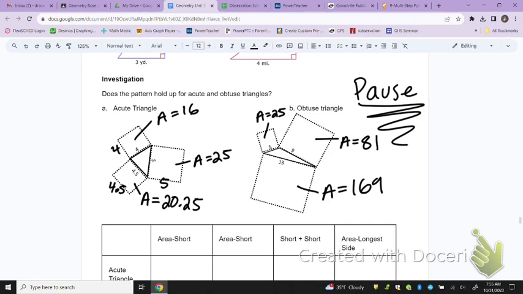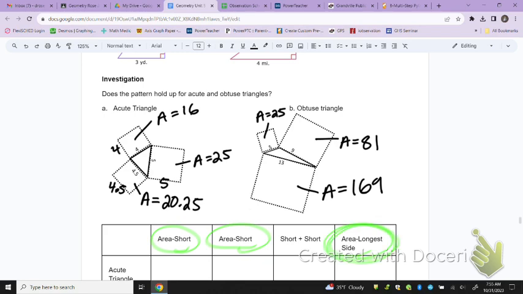Please check your work. Again, we're looking for patterns like we did yesterday. Yesterday we noticed the two legs of this triangle added up to be the hypotenuse area. And today we don't have legs or the hypotenuse because we're looking at an acute triangle and an obtuse triangle. So we're going to go by the shortest sides compared to that longest side. Let's fill out the table now.